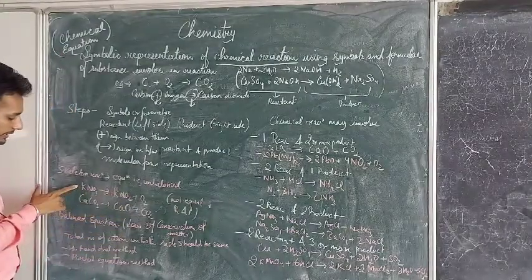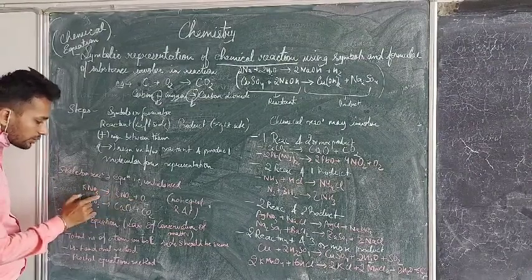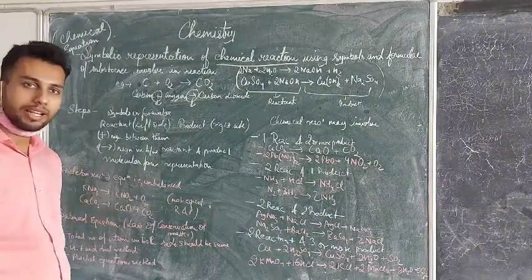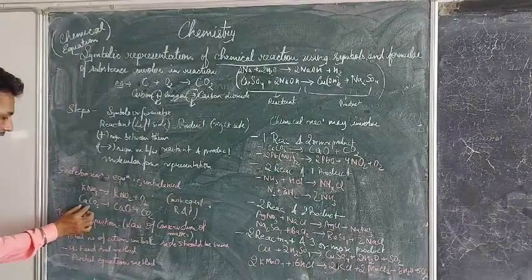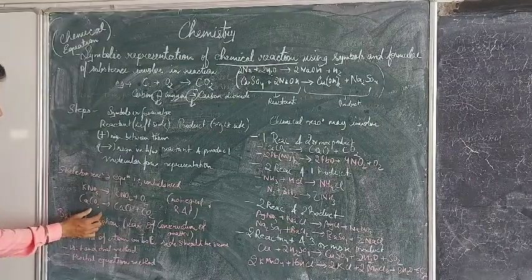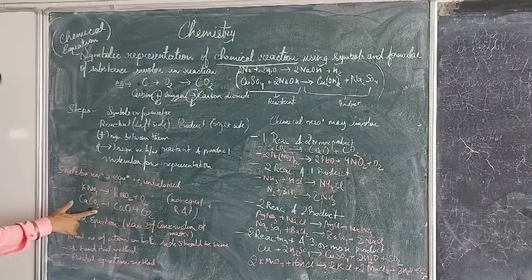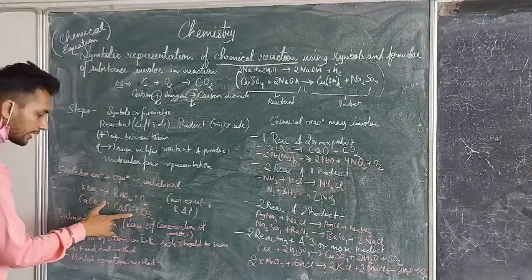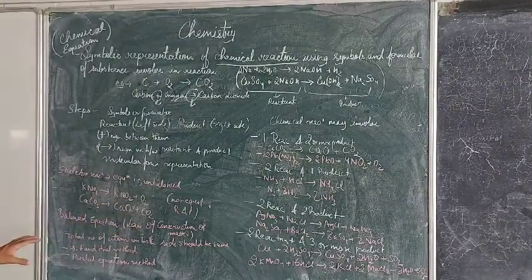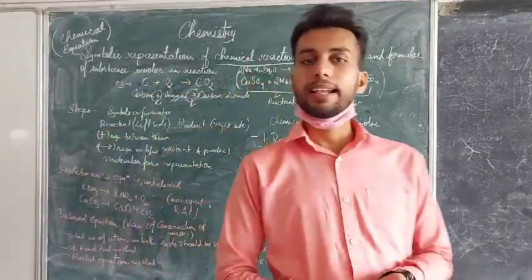Like here, the example KNO3, a single reactant, forms KNO2 and O2. Here the oxygen on the reactant side is 3, but on the product side it is 2 and 2, so 4 O and 3 O. That means it is not balanced. Then CaCO3: here carbon is single, the oxygen atom is 3 on one side and 2 and 3 on the other, and calcium is present as well. So this is also not balanced. To balance such a reaction, we will use the balanced chemical equation.